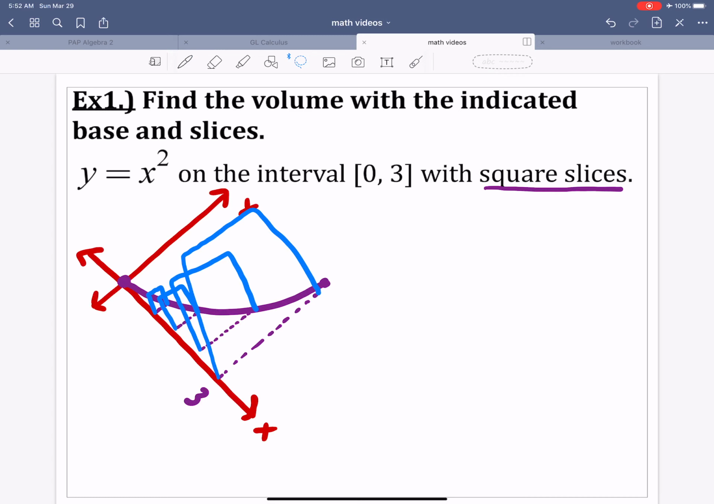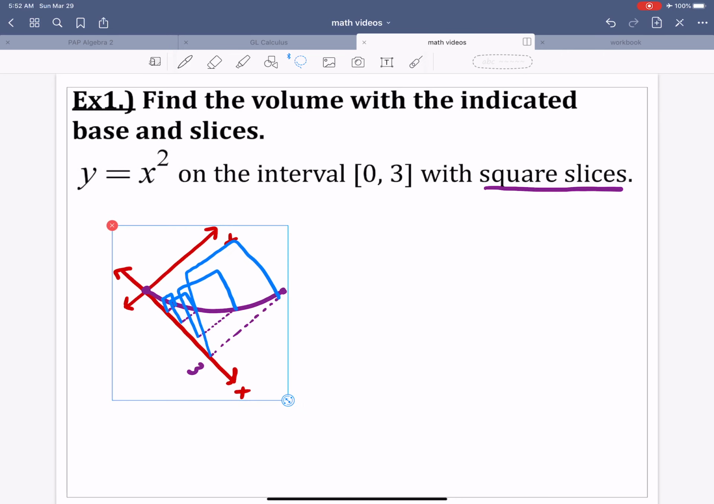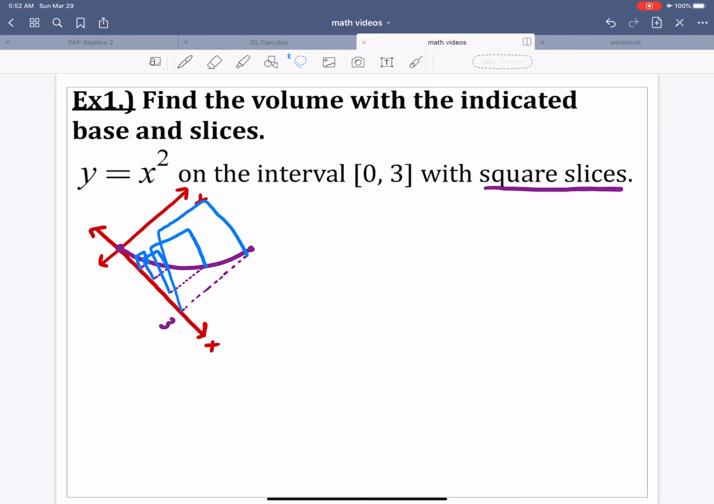So what we do next is we want to find the area of a cross section. Now a cross section is if I took one of these shapes and sliced it in half down the middle, one of these shapes would be a square. So the cross sections here are squares, and you have to remember how to find the area of a square. The area of a square is the side squared.